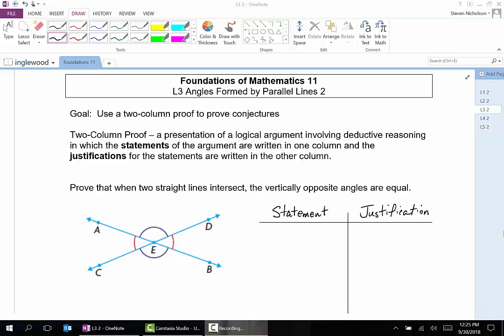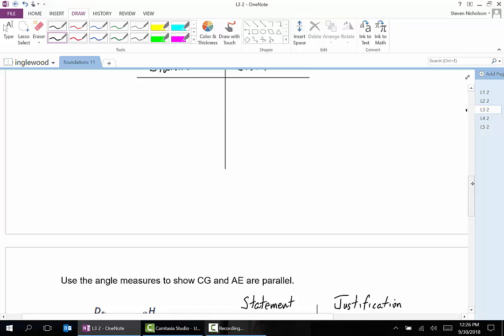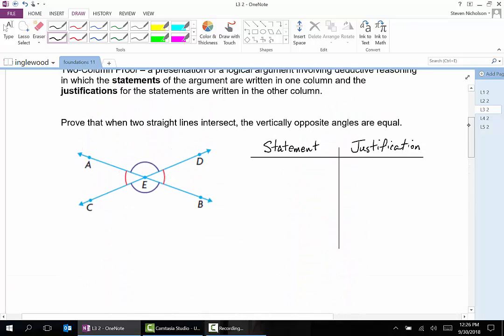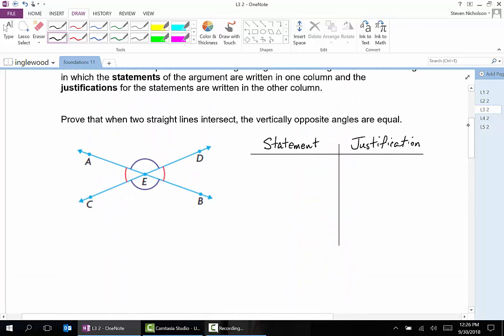This lesson builds on the angle relationships with parallel lines from last day. Last day we looked at co-interior, corresponding, and the day before, alternate interior, alternate exterior. So basically the idea is we're going to prove things today, and a proof is this idea of every time you make a statement, you have to give a mathematical reason. And if you see the column to the right, it will say justification.